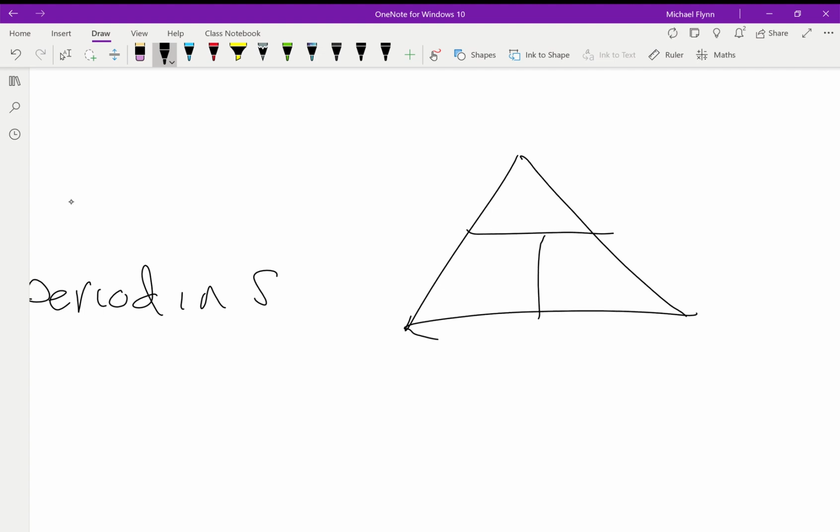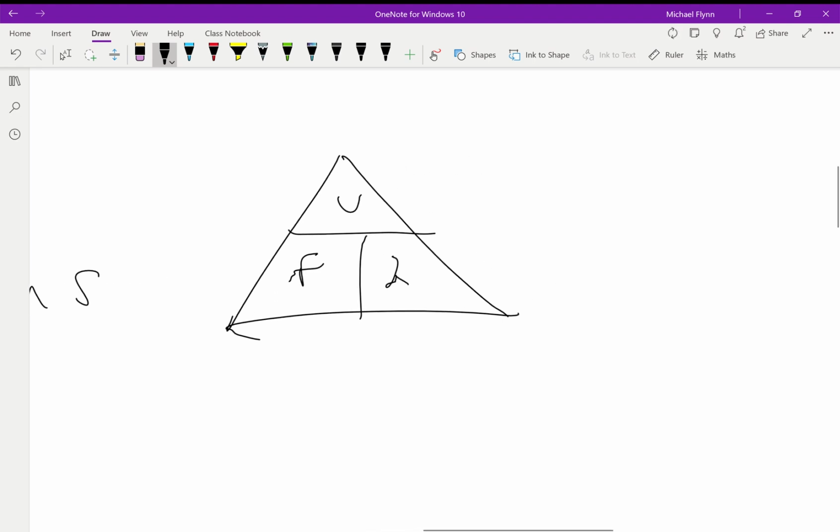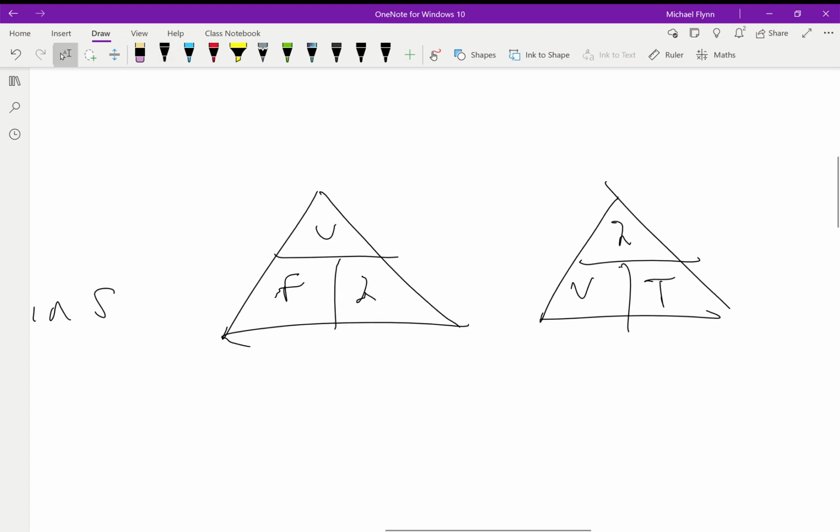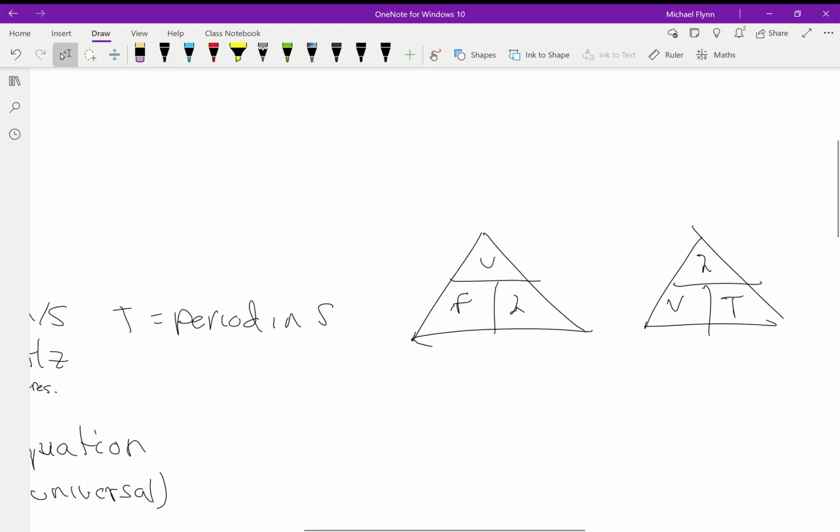Okay, you'd put V up here, F there, and lambda there. Or V here, lambda there, and period there. And you know how to use the triangles if you're trying to isolate a variable, so that's what the homework today is about. It's about doing things like that.